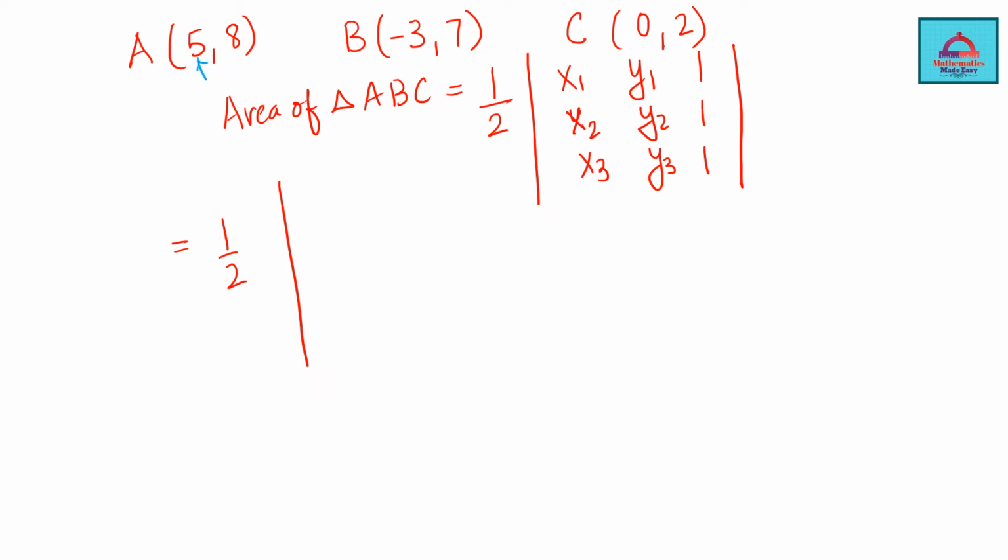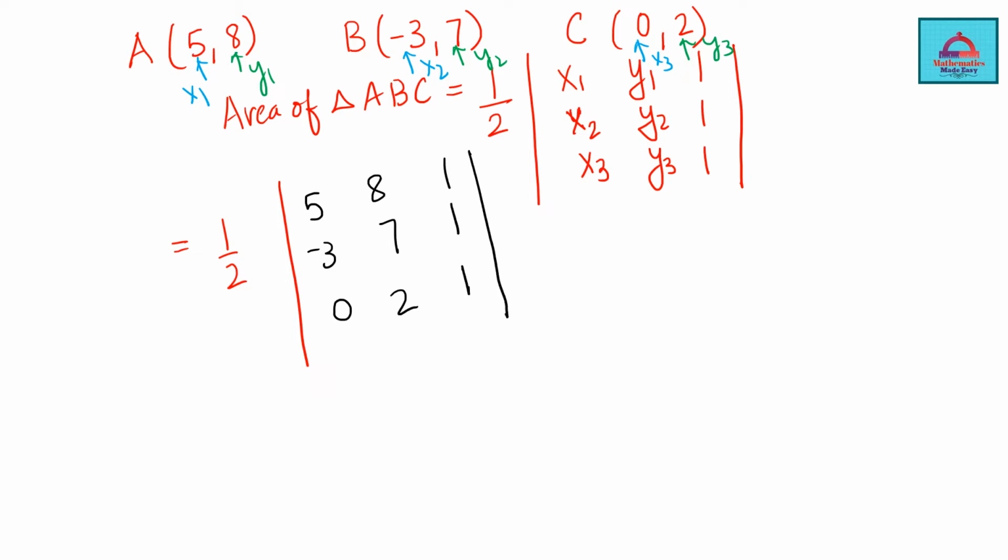So this is my first coordinate x1, then x2, then x3. In a similar way, this is y1, y2, y3. So let's plug in everything inside. So 5, minus 3, 0, 8, 7, 2. And the last column, C1, always remember, is 1, 1, 1. Now this is what? This is a third order determinant.